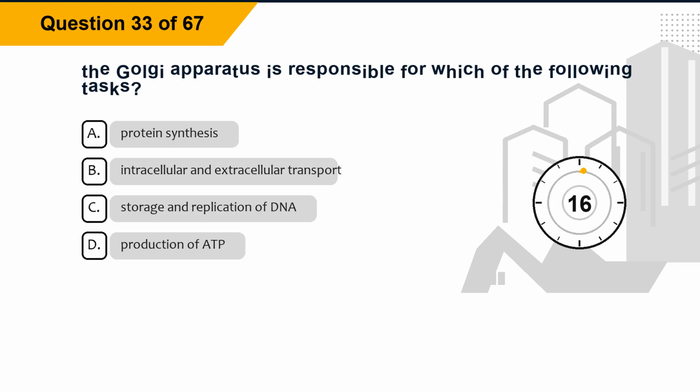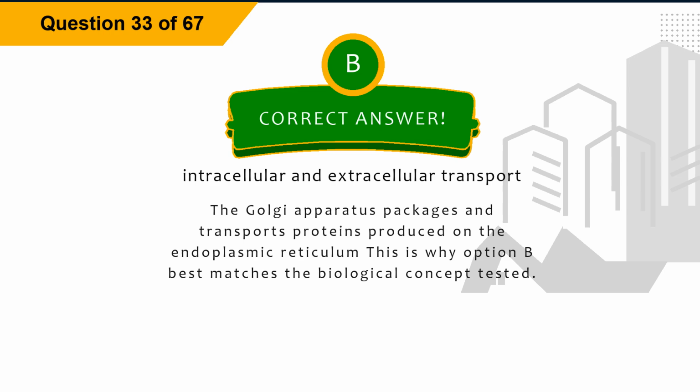Question 33. The Golgi apparatus is responsible for which of the following tasks? Option A, protein synthesis. Option B, intracellular and extracellular transport. Option C, storage and replication of DNA. Option D, production of ADP. The correct answer is option B, intracellular and extracellular transport. Explanation. The Golgi apparatus packages and transports proteins produced on the endoplasmic reticulum. This is why option B best matches the biological concept tested.